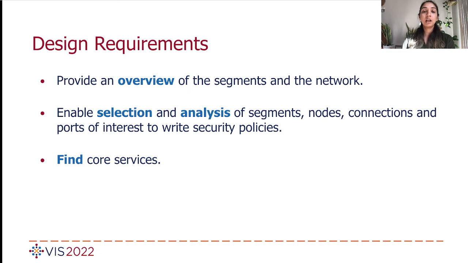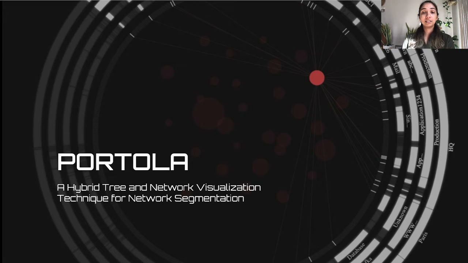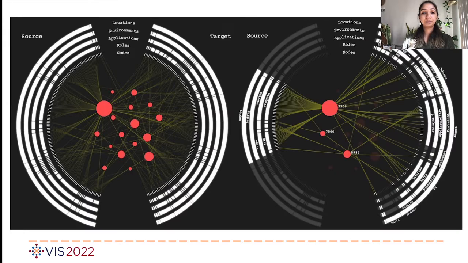Critical core services are the ports where the number of source nodes is significantly higher than the target nodes. Visually identifying these core services is an important task. Users want to identify anomalies in the connections and visually explore many-to-many and one-to-many relationships within the network. The design requirements and few precursor designs laid the foundation of a final design called Portola. Let's delve deeper into it.